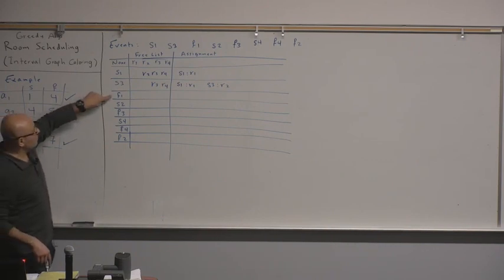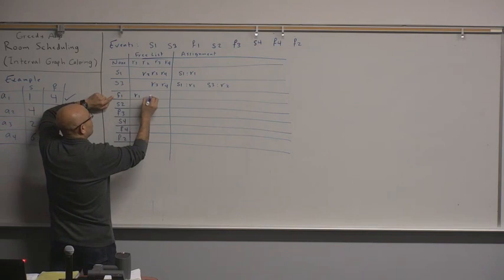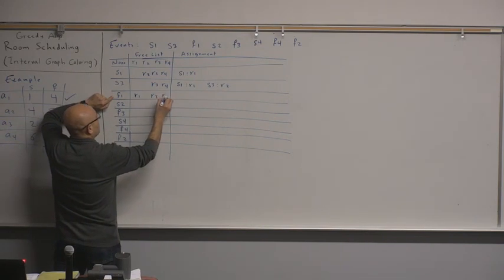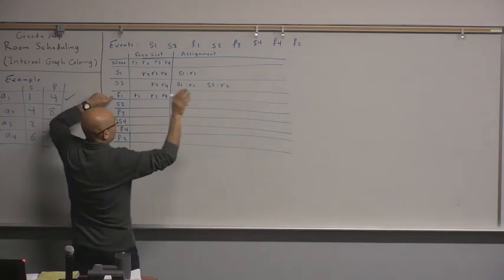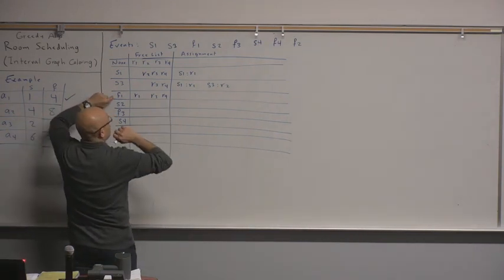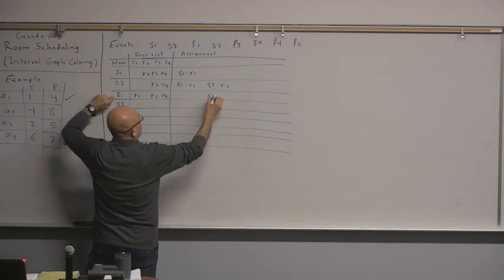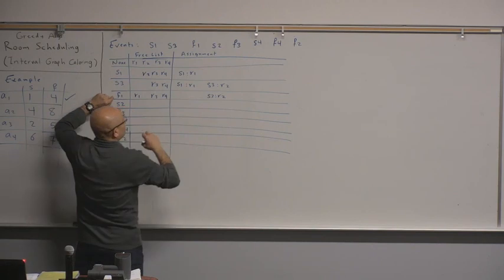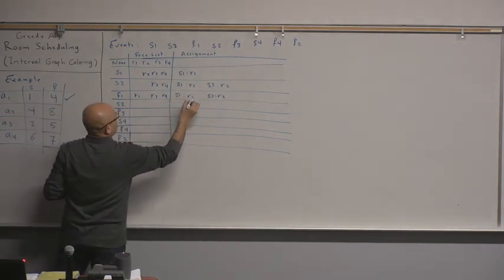Now finishing of 1, what is it going to do? It's going to free room R1. So now I have R1, R3, R4. And now, the assignment is S1 is no longer assigned to R1 and S3 to R2. But we can keep this anyway.